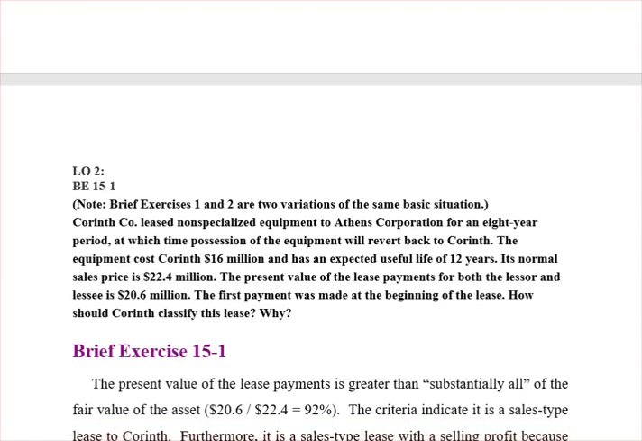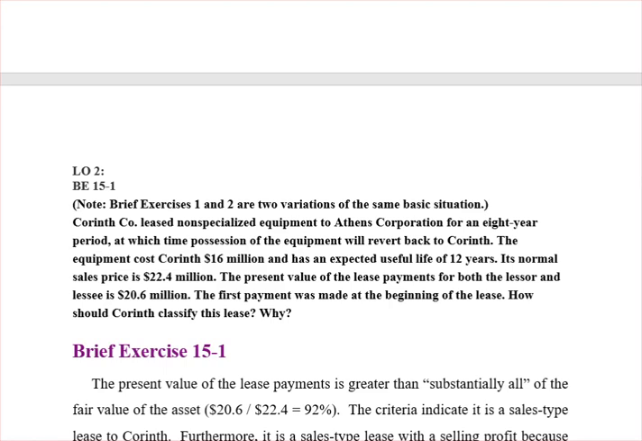This is a brief exercise. There are two of them in a row, very similar. Non-specialized is one of the criteria, and then it says an 8-year period at which time possession will revert back. That means that there's no transfer of ownership expected to happen. Its cost is $16 million, the useful life is 12.